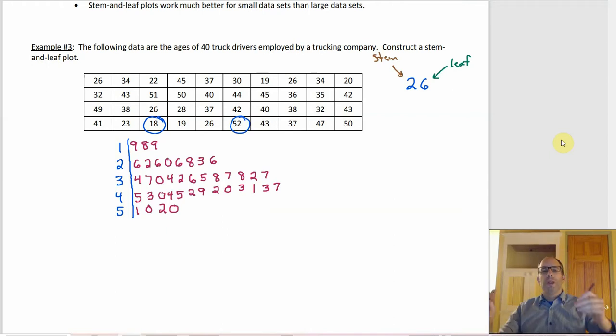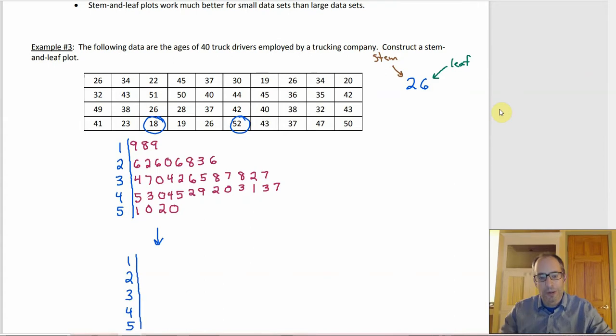Okay, we're good. The thing that you want, which I don't have right now, is that you want the leaves to be written in increasing order. Because there are 40 data points, I mean, if it was like 15 data points, maybe you can jump to having them in order right away. But with 40, I thought it made more sense to have an intermediate step where we just got all the leaves in the correct rows, and then we can actually put them where they're supposed to go.